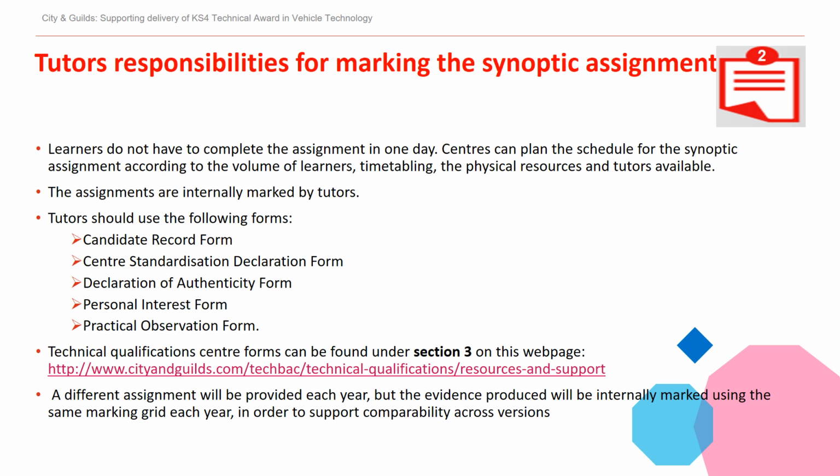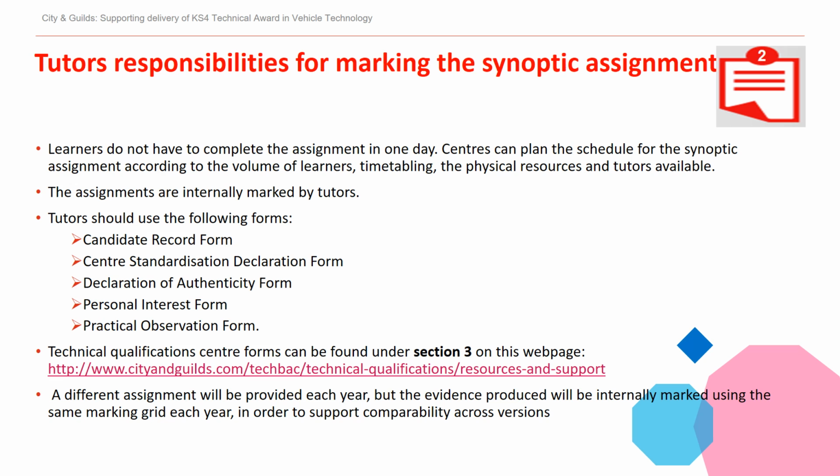The assignments are internally marked by your tutors, but you must use the following forms that City and Guilds provide. That is your candidate record form. You also need to submit evidence to show that your centre has standardised the work exactly the same as you would for internal quality assurance, if there is more than 1 marker. We also need a declaration of authenticity form. Should you have a personal interest or you actually know one of your candidates, that must also be declared on the personal interest form, and the practical observation form must be submitted alongside all of this evidence.